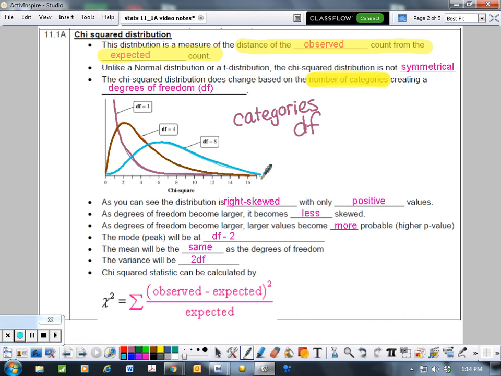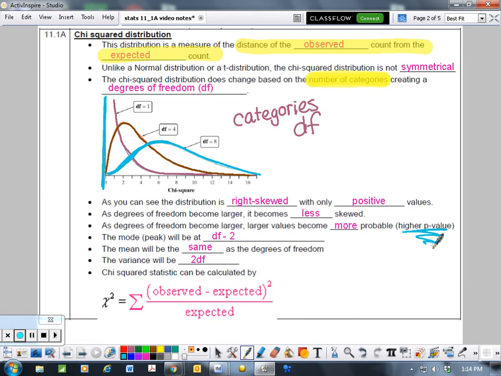Well, we're noticing that it is definitely a right-skewed distribution. And then something else on why it's kind of right-skewed is that our values are always positive. So it never goes below this 0 line. So that's why we will tend to get a bunching of values around here. Now, as our degrees of freedom become larger, it becomes less skewed. So not as strong of a skew. And as the degrees of freedom become larger, the larger values become more probable, which is then a higher p-value.